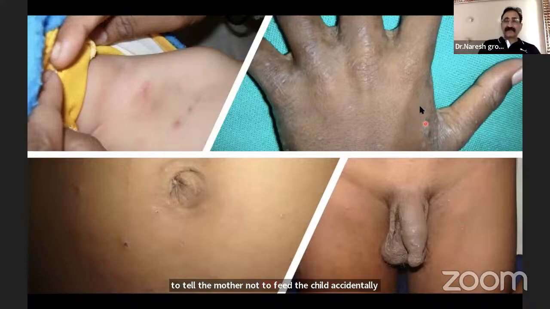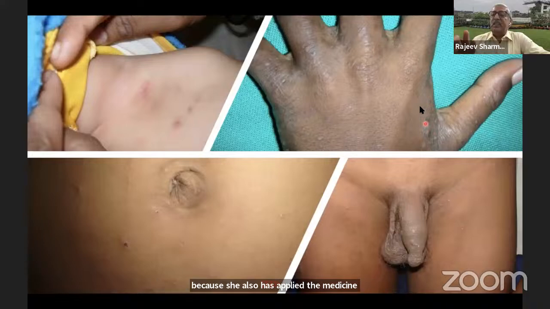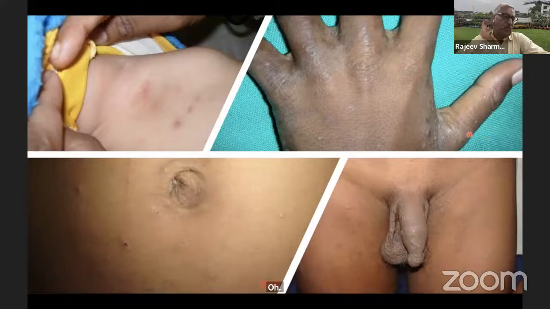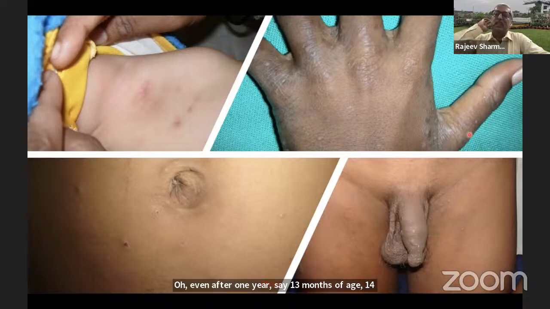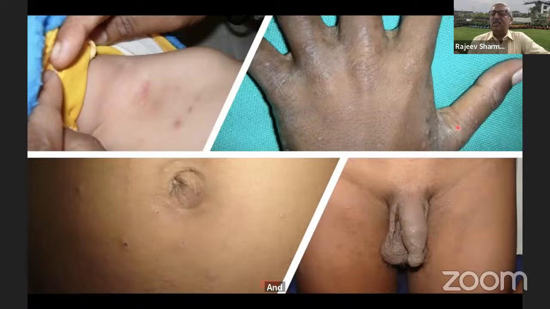Right. So even after 1 year, say 13 months or 14 months of age, the lesions can be there on the scalp, especially when people are treating with oral steroids or injectable steroids. Scabies can go into the scalp also, because the margin of the scalp is often involved in small children. And crotamiton, you were saying, in combination with topical hydrocortisone, works well for the remaining lesions like the nodular lesions.